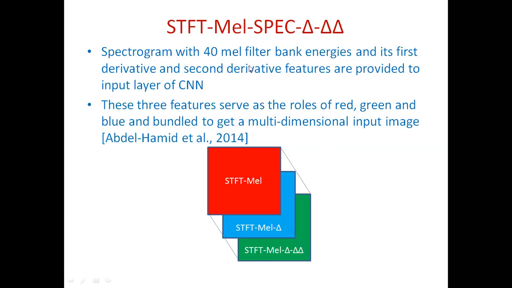So the spectrogram with 40 MEL filter bank energies, and its first and second derivatives, delta and delta delta, are given as a 3D layer, and that forms the input to the CNN. These three features serve the roles of red, green, and blue and are bundled to get a multi-dimensional input image. This was first proposed by Abdel Hamid in 2014 for the speech recognition task, and we have used it for dysarthric speech intelligibility assessment now.